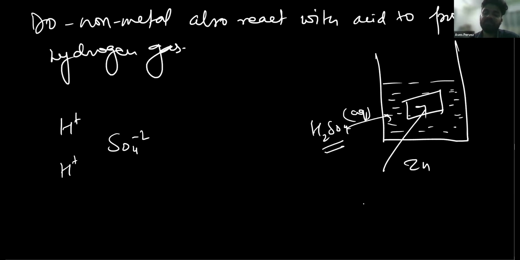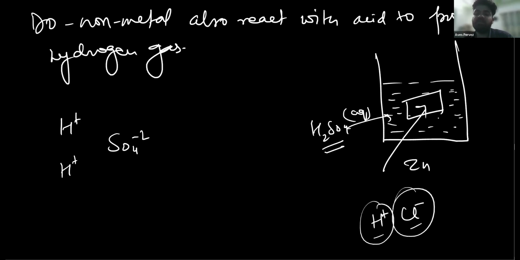Whenever acid is present in aqueous form, for example if I have HCl acid, it will be in the form of H positive and Cl minus. H plus ions and Cl minus ions will be moving here and there. If it is H2SO4, then it will be H positive and SO4 minus 2, like this. Got it? Yes, sir. What is going to happen when zinc is reacting?